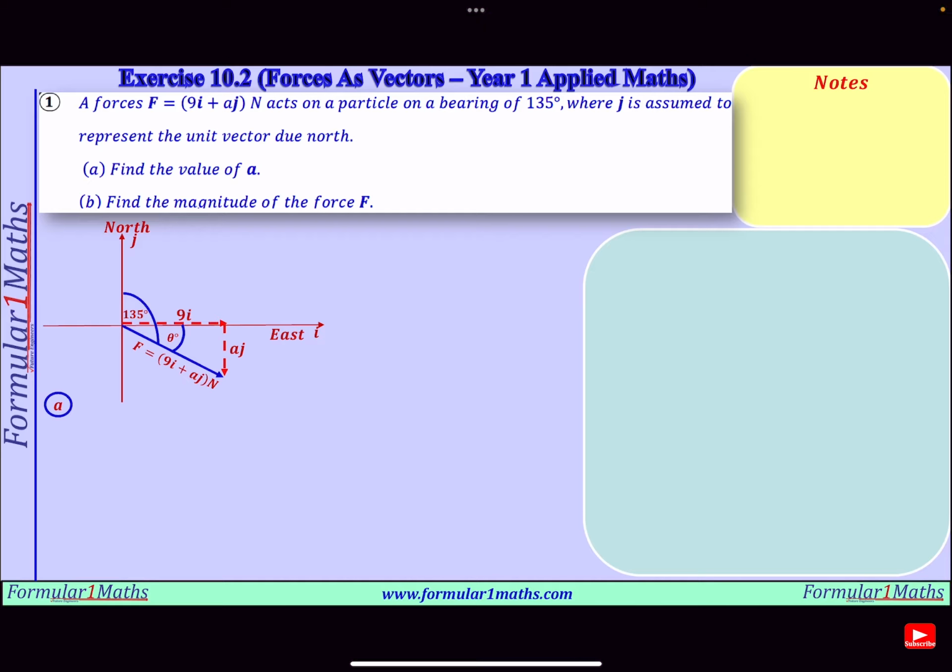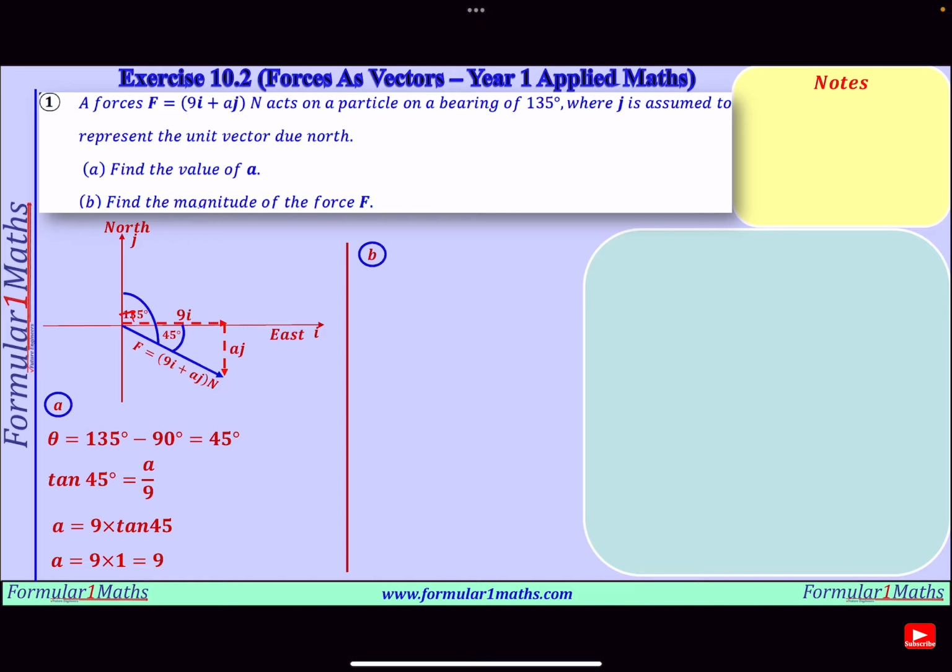Because this angle here is 90, we can find the value of theta by subtracting 90 from 135 to get 45. So angle theta is 45. We can now proceed to find the value of a by using SOHCAHTOA. According to SOHCAHTOA, tan 45 is equal to the opposite, which is a, over the adjacent, which is 9. So solving for a, we get a is equal to 9 times tan 45. But tan 45 is 1, and so a becomes 9 times 1, which is 9. So the value of a is 9.